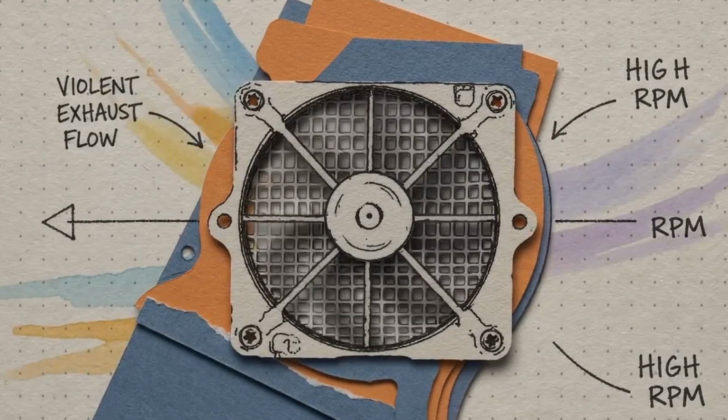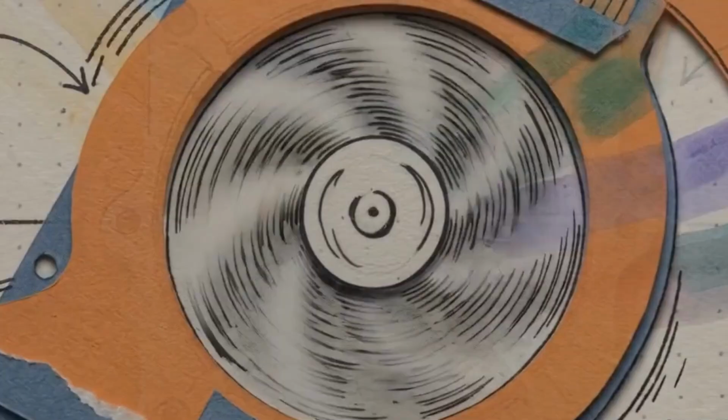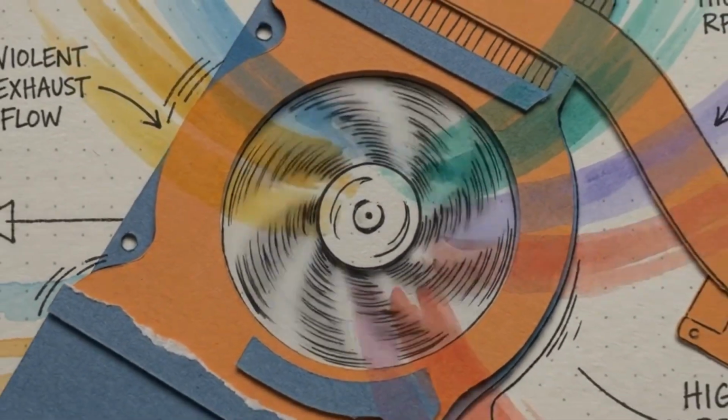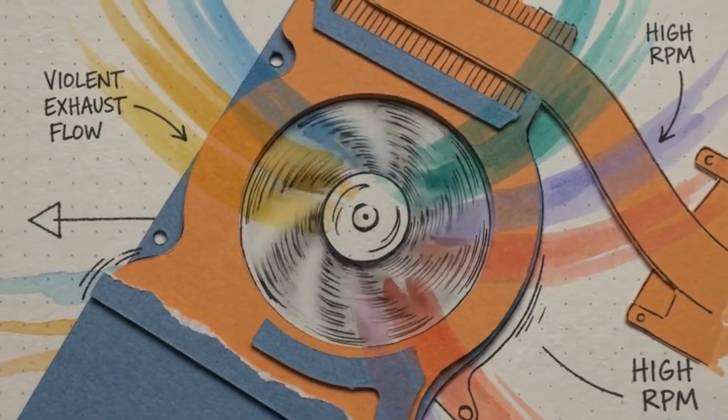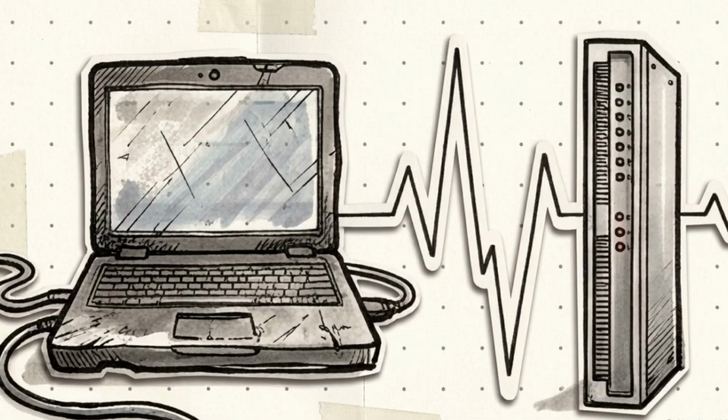Listen to the fans on a 15-watt laptop pushed into severe thermal throttling. This is our baseline constraint, the potato hardware. We ran the same benchmark suite across two very different environments. On one side, that struggling 15-watt laptop.